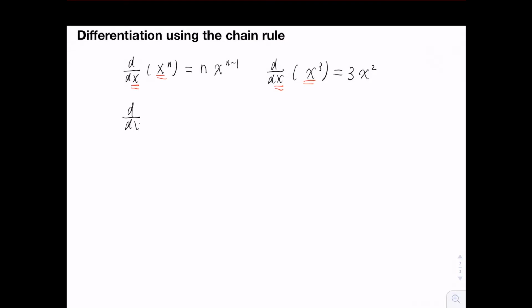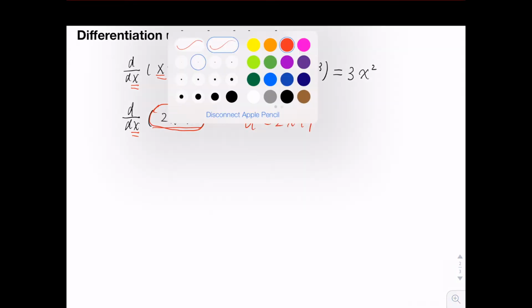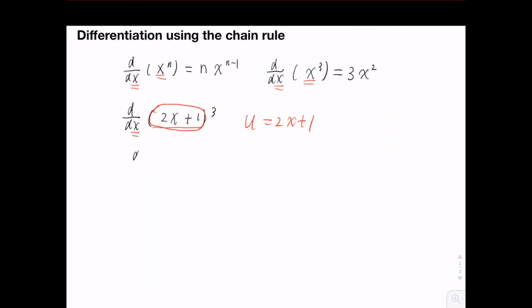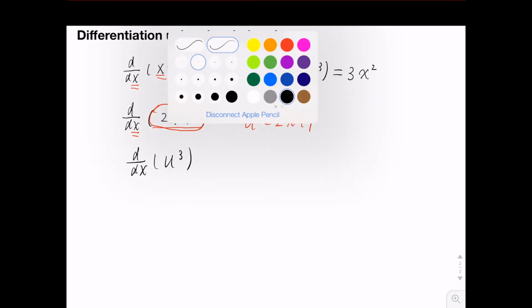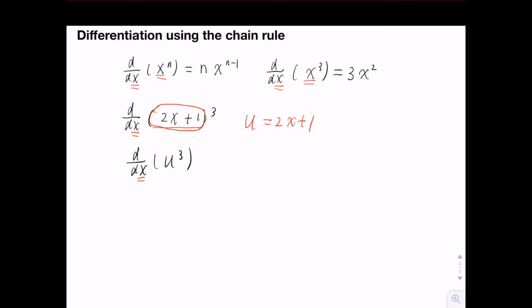For example, I'll give you a question like this. So let's say 2x plus 1 to the power of 3. Then you can see this x and this are different things now. So how do we solve the problem? Let's make this whole big thing a u, u equals 2x plus 1. So now I change my question into u to the power of 3. But the problem is still here because you can see that's still different.